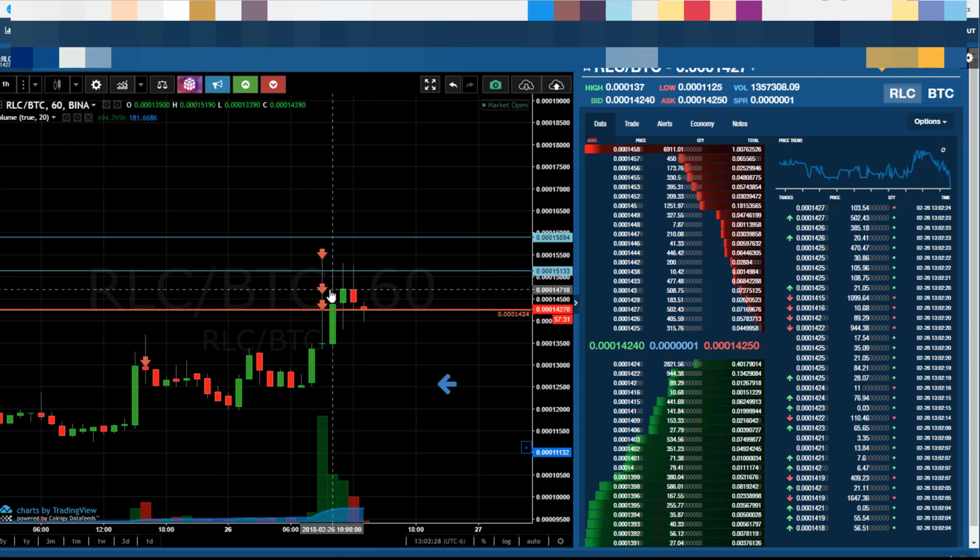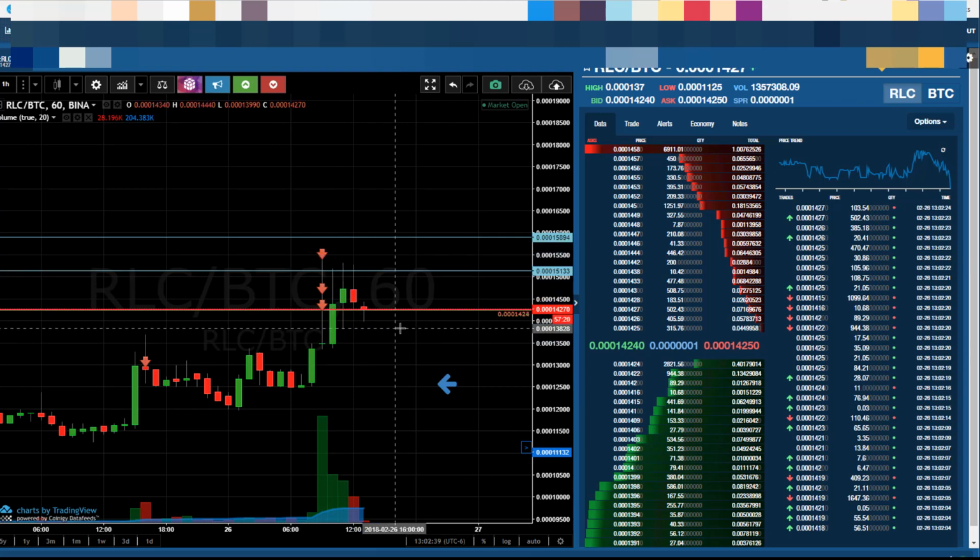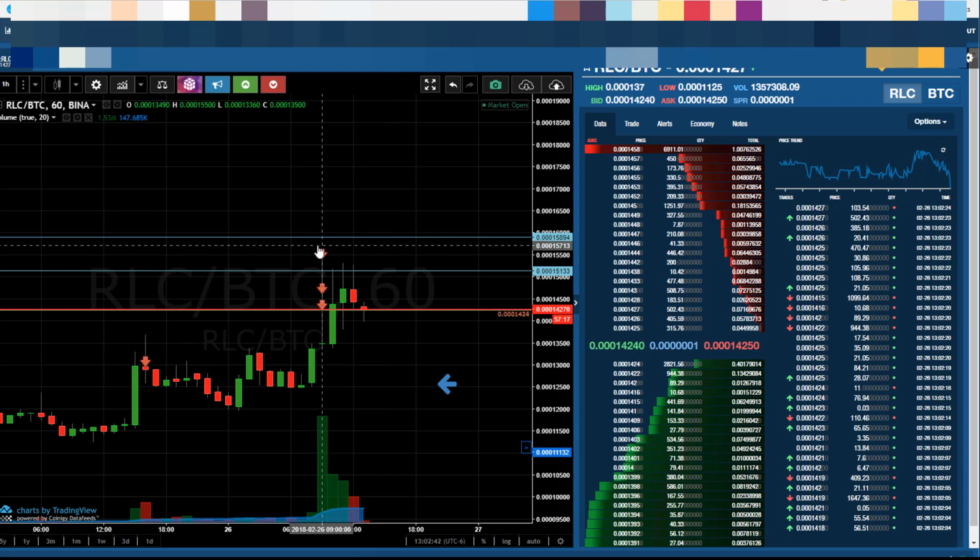Now it did eventually get there on 2 of these, right? But we got exited out on this first one, okay? On this first price rise. Now this price was heavily rejected right away, within 20 seconds. It shot up and it was rejected.